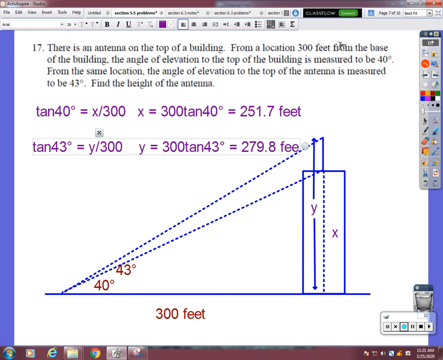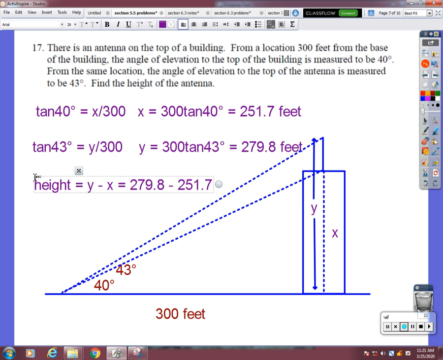And then if you subtract those two things, the height of the antenna, C_tight, is going to equal y minus x, which is going to equal 279.8 minus 251.7, which is equal to 28.1 feet. I've got 28 feet probably when it's all said and done. Okay, not so bad.